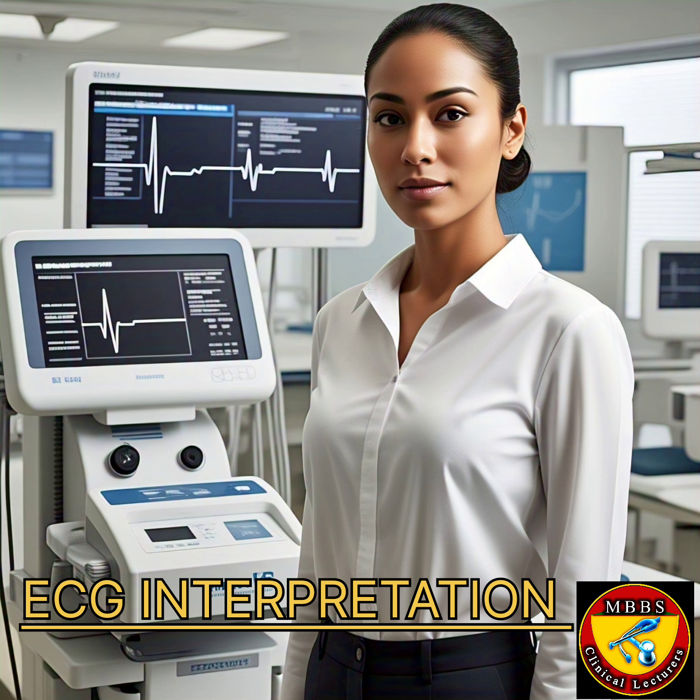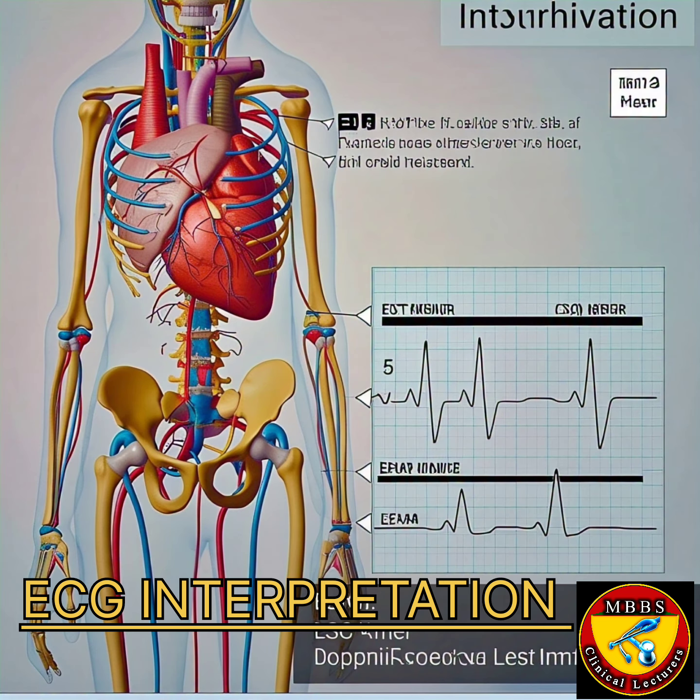Normal ECG values. Heart rate, 60 to 100 BPM. PR interval, 120 to 200 milliseconds. QRS duration, 80 to 100 milliseconds. QT interval, 300 to 440 milliseconds.